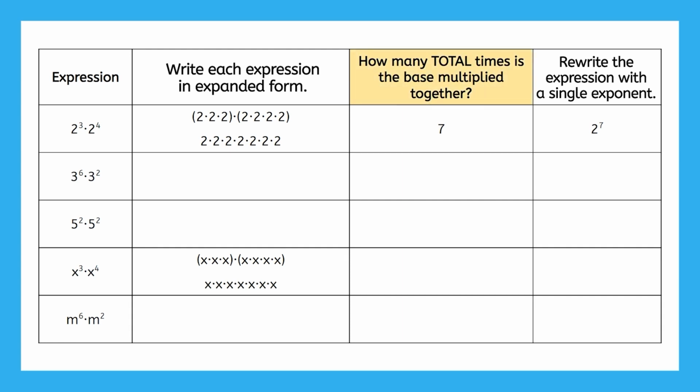The next column asked how many total times the base was multiplied together. 1, 2, 3, 4, 5, 6, 7 total 2's being multiplied, which matches what the example says. Okay. So to rewrite that with one exponent, we would have a base of 2 with an exponent of 7 to show I want to multiply it times itself 7 times. Once I understood how the first row was completed, it helped me to do the same thing in the rest of the rows. If you were stuck before, now is a great time to pause and try again.